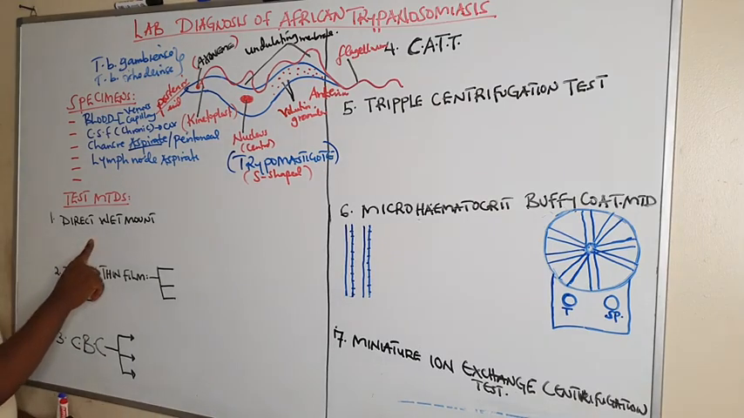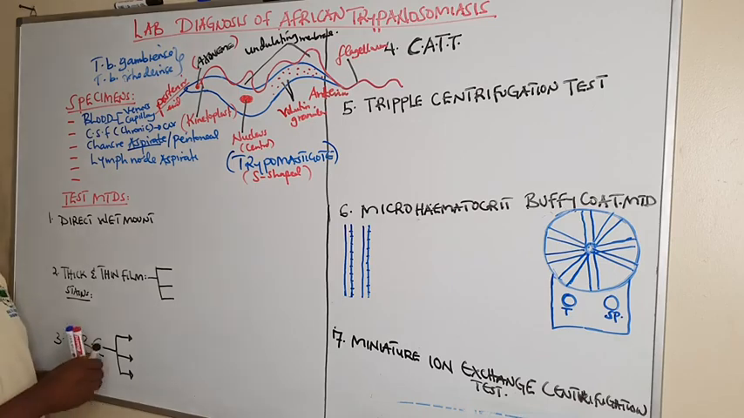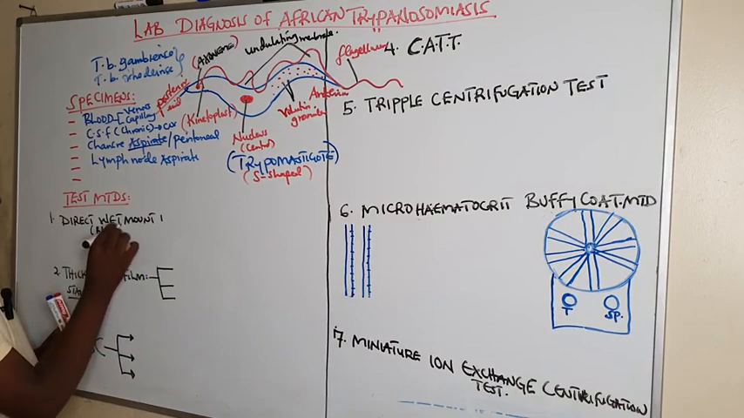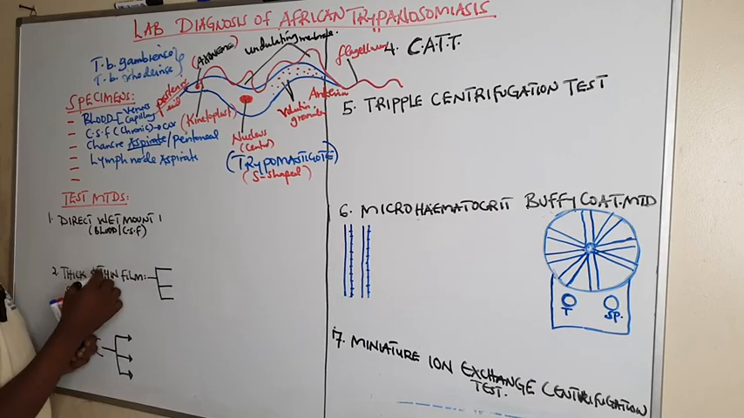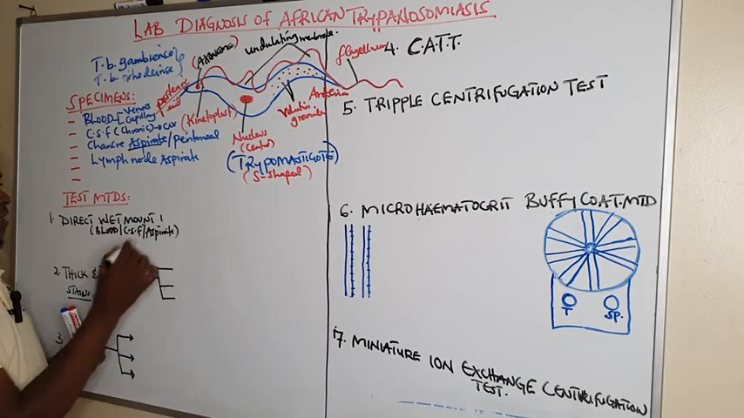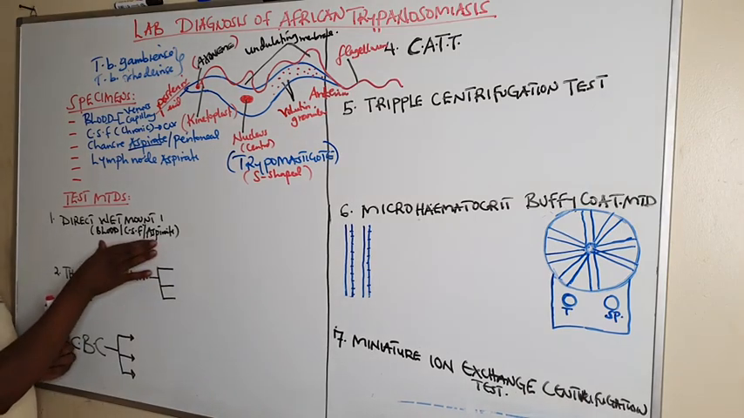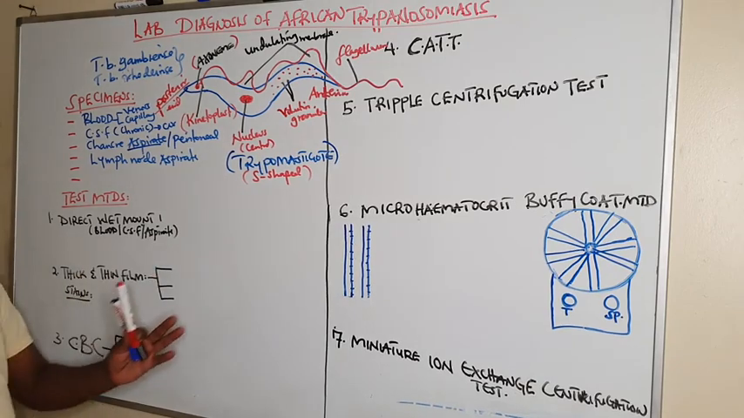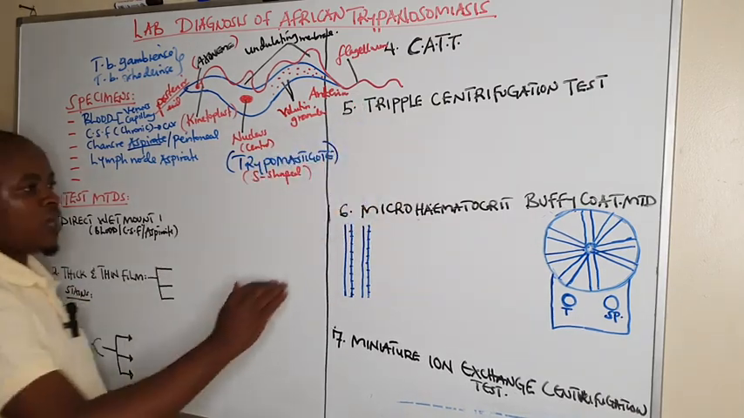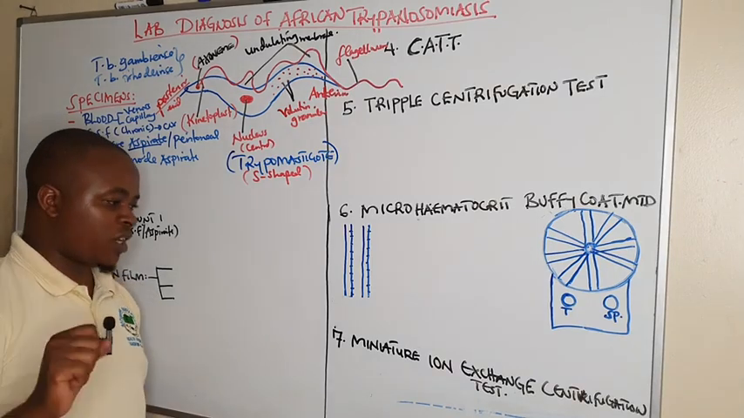So the first method is the direct wet mount. Here you collect blood or CSF, or even the aspirates, both the chancre and the lymph node aspirates. After collecting these specimens, they can be concentrated using the triple centrifugation test, or the microhematocrit buffy coat method, or the miniature anion exchange centrifugation test.